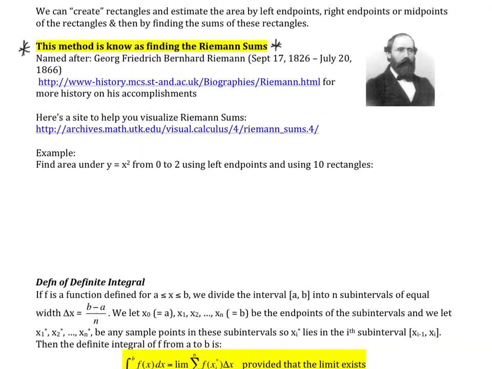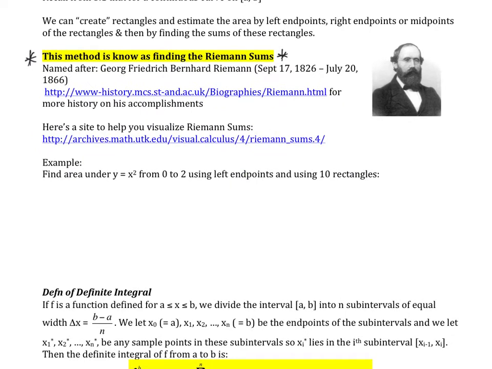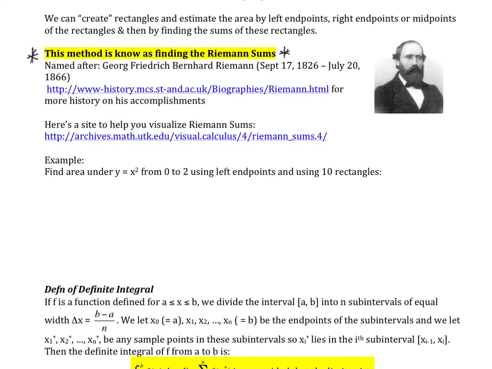It says, find the area under y equals x squared from 0 to 2 using left endpoints and using 10 rectangles. So first we need to determine what our delta x is, our widths, right? So delta x is going to be our width. So we have widths, and these are delta x, and this is going to be b minus a over n, and that's what we learned in the previous section, b minus a over n. So from 0 to 2, there's my a and b, and this is a closed interval, so I'm going to say 2 minus 0, and then n is the number of rectangles I'm going to make. I'm going to make 10, so my width is 1/5.